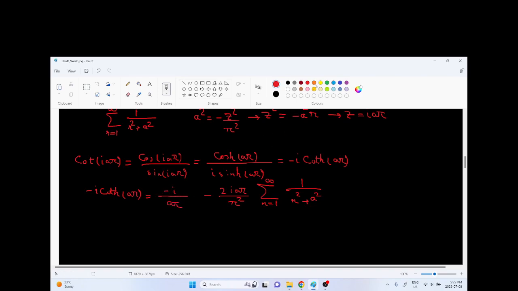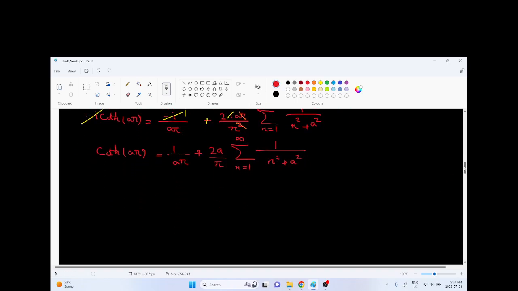So I'm going to change this expression to negative i divided by a pi. And now I'm going to divide out a factor of negative i. So this goes away. This turns into 1. This turns into plus sign. And that i also goes away. And we can also cancel a factor of pi. So we get cotangent hyperbolic of a pi equals 1 over a pi plus 2a divided by pi times the series n running from 1 to infinity of 1 over n squared plus a squared.